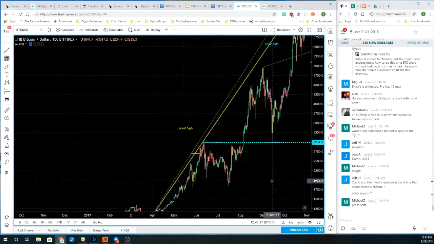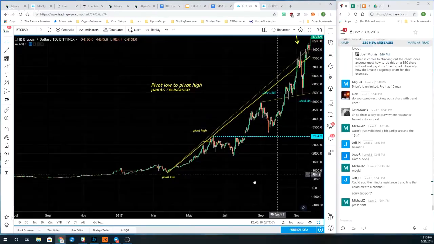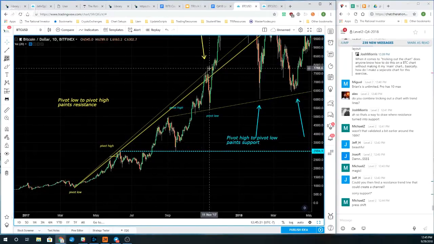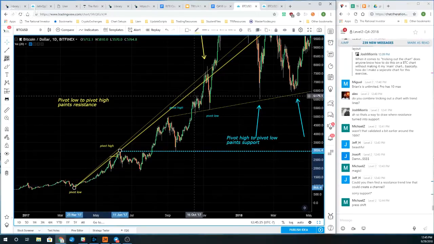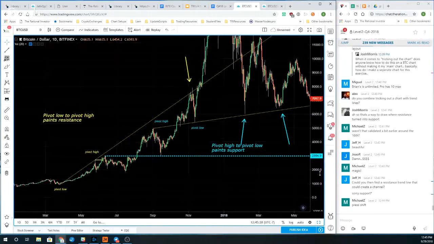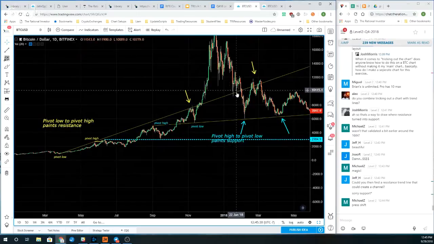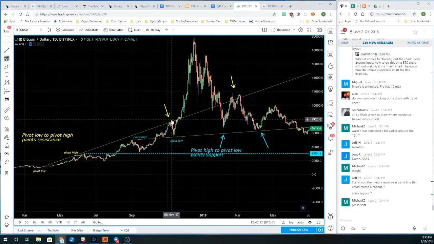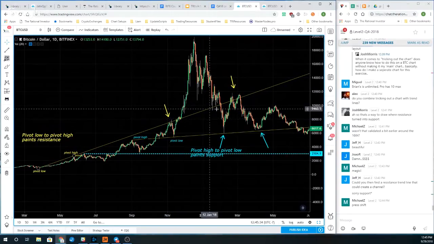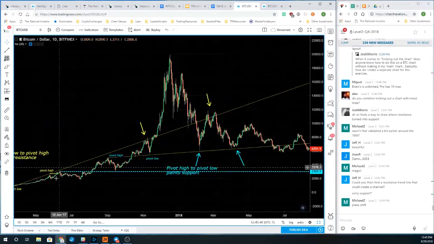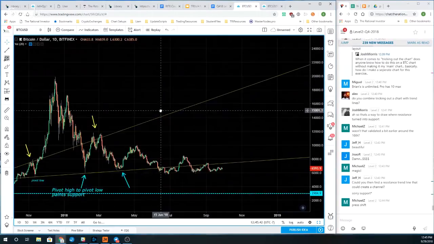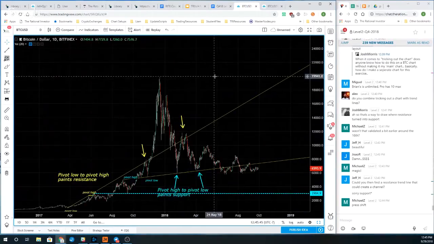Bottom line here is this now becomes very powerful resistance going forward. And what's really interesting about this is, of course, if the market can accept above this resistance level, now do you see how this became resistance here? But it also became support here, here, here, and resistance here. So in essence, this line will probably act as resistance going forward.